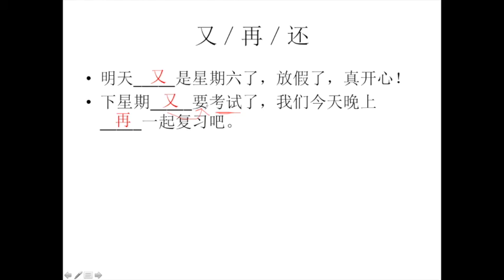It has occurred. Compare this to the next part of the sentence. 我们今天晚上再一起复习吧。It's clear that 一起复习 has not occurred yet. Therefore, we use 在 to modify it. Now try this one. This one also has to do with the planning of a future event. So, we would say, 你今年暑假又要去中国? What about this?